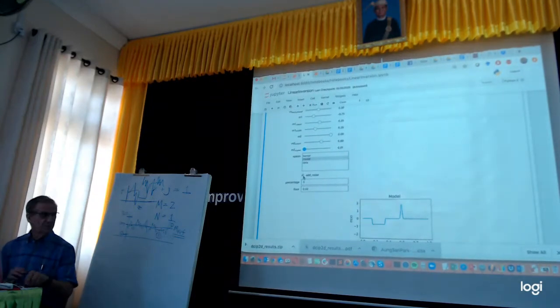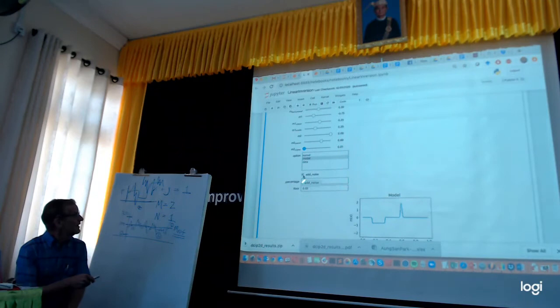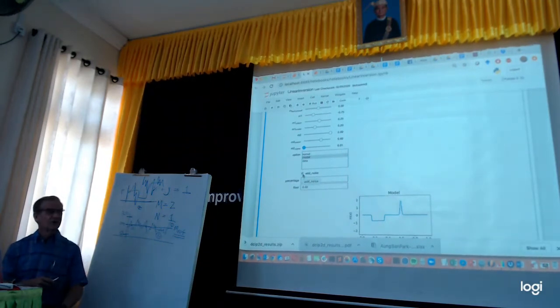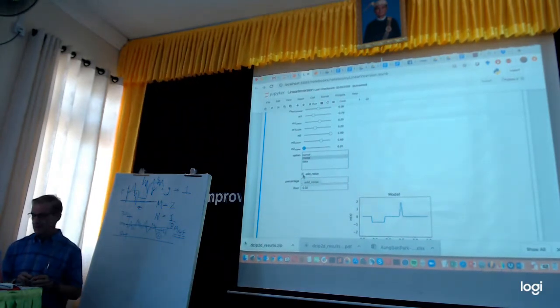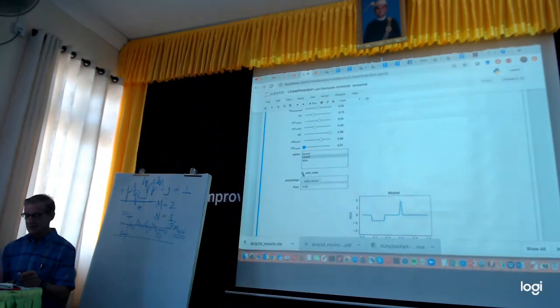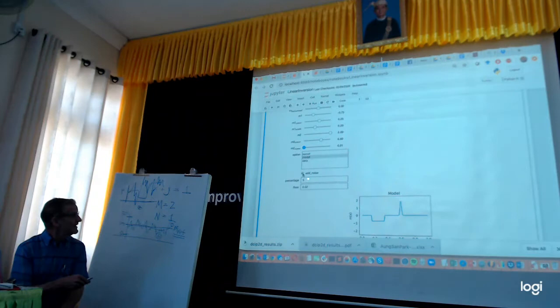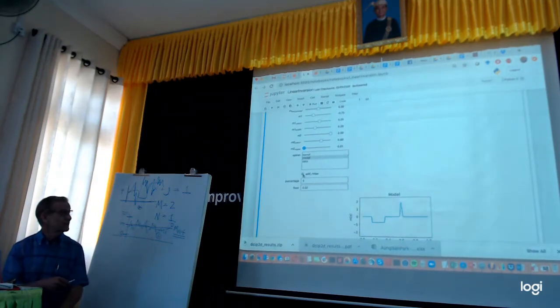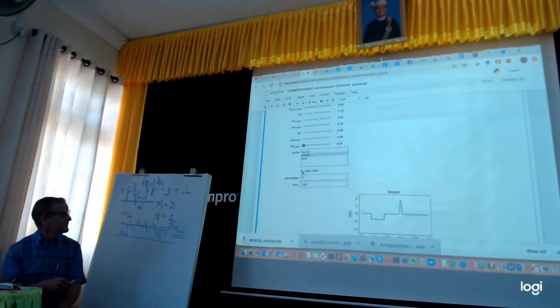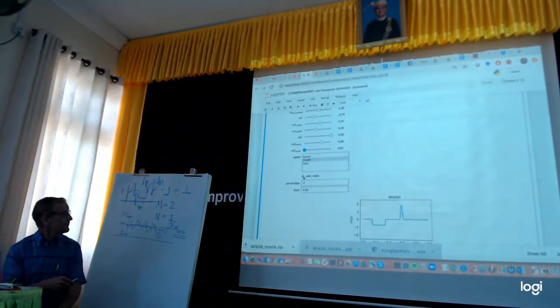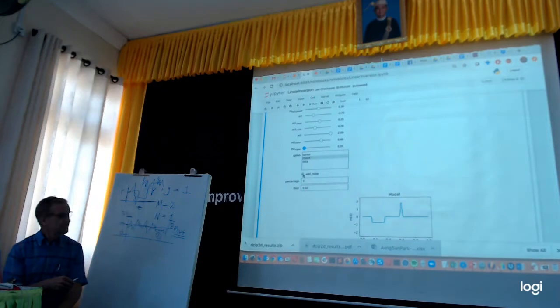So there's a little button here called add noise. So we could, if we wanted to add noise to the data, here's 5% plus a floor of 0.02. Right.